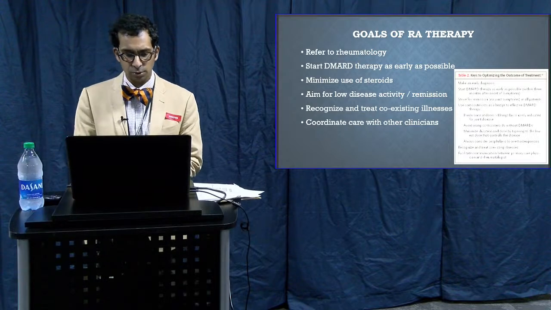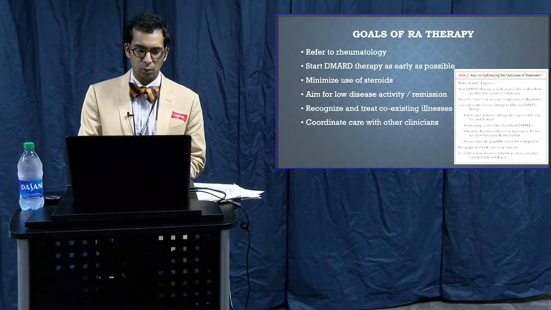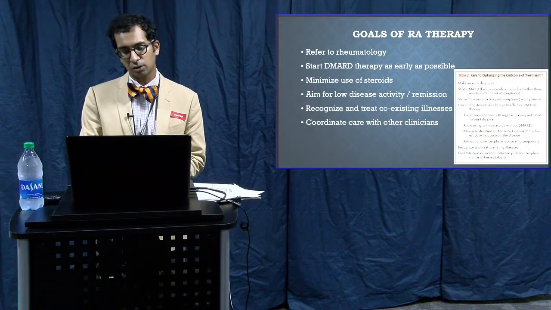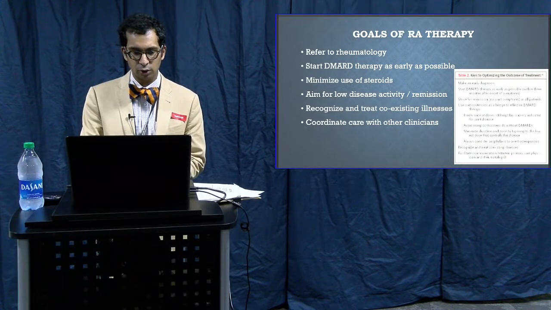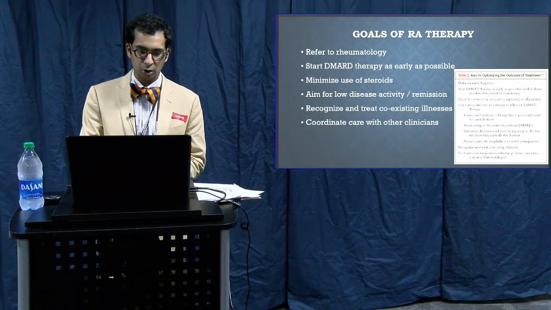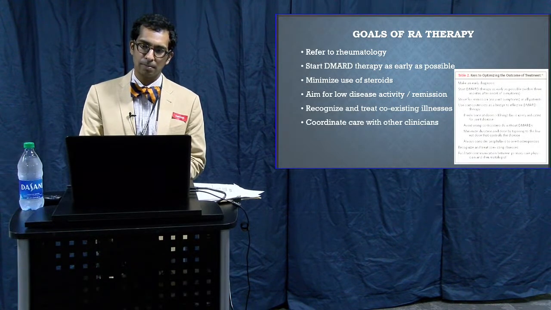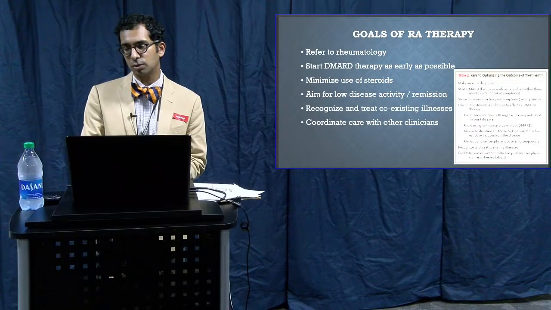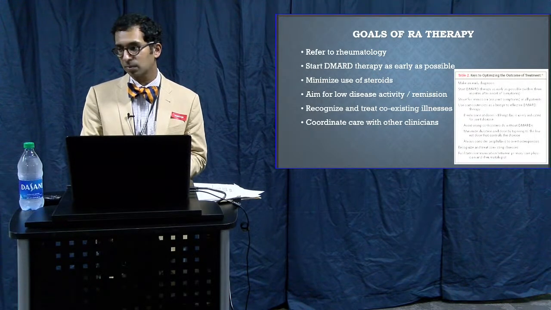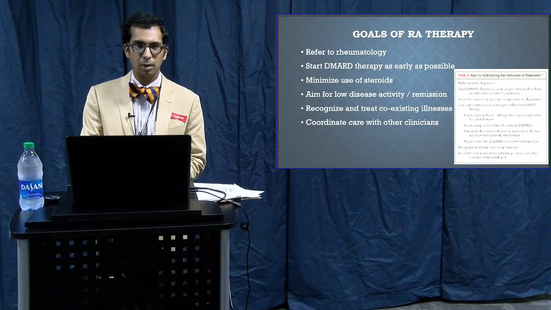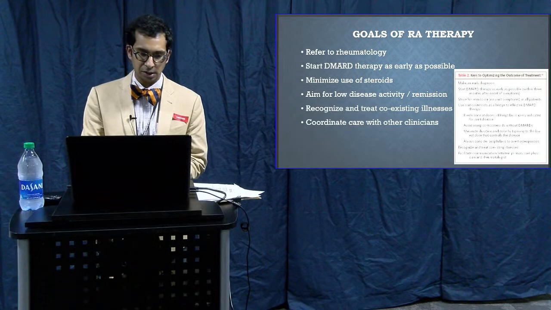In terms of the goals of rheumatoid arthritis therapy, when a primary care physician or a specialist is concerned, based on historical features and examination and lab work, that someone may have rheumatoid arthritis, certainly referral to a specialist is appropriate. Starting DMARD therapy as early as possible is important, and for physicians or APPs who are not specialists in rheumatology, one of the first treatments that can be instituted are anti-inflammatories like non-steroidal anti-inflammatories or even corticosteroids at modest doses to help alleviate symptoms and to bridge them until they can get in to see a rheumatologist.